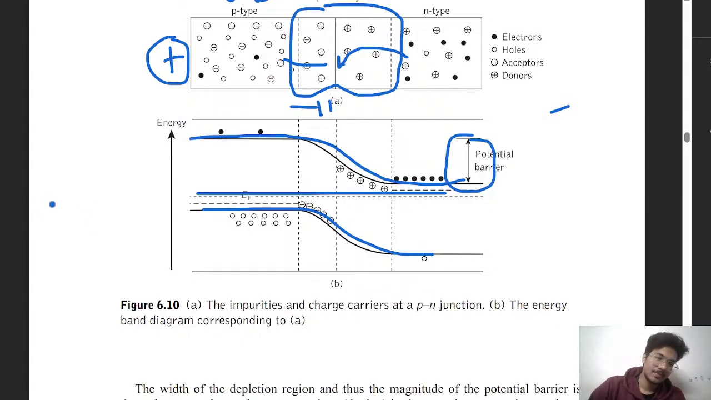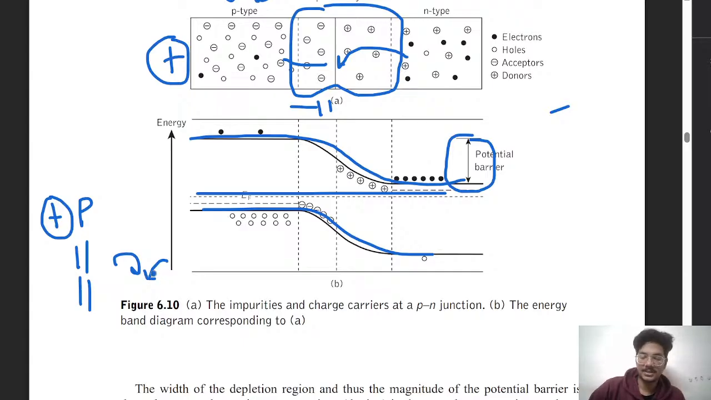When you apply the positive voltage to the p side, the depletion region is reduced and the barrier is reduced. The electrons from the n side and the holes from the p side combine easily, and they are called injected minority carriers.